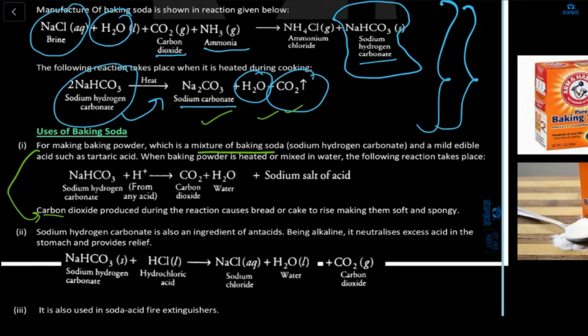This is a very simple point that baking soda is used for making bread or cakes rise, making them soft and spongy. So when you see a cake or any bread, you will see a sponginess and softness. That's because of your baking soda only. What is the next point? It is also used in soda acid fire extinguishers. So you have to make a point and learn.